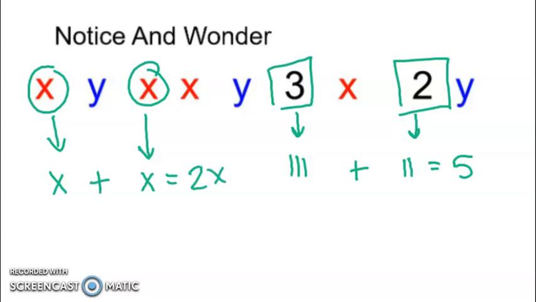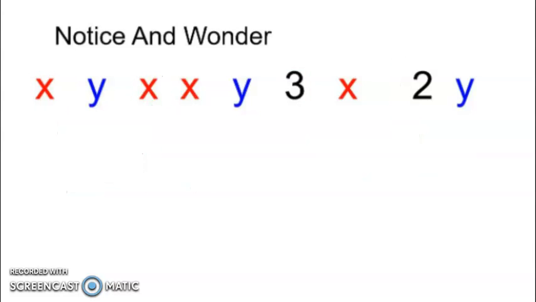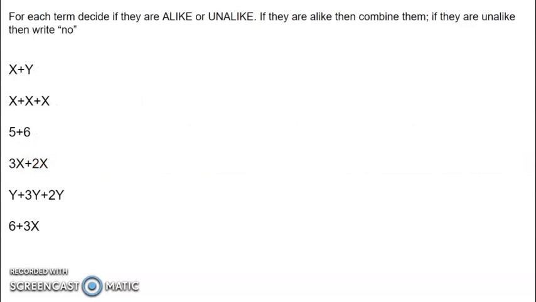So like terms are things you can add or subtract from each other, and in order to be alike, it has to be the same variable or constant terms. Let's take a look at a couple examples of this.